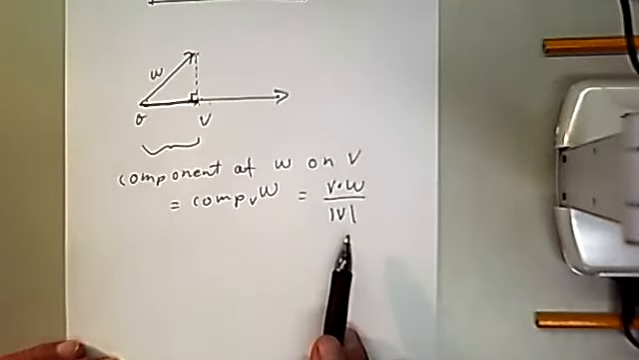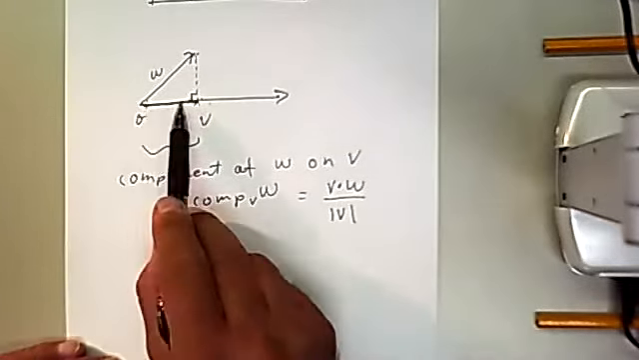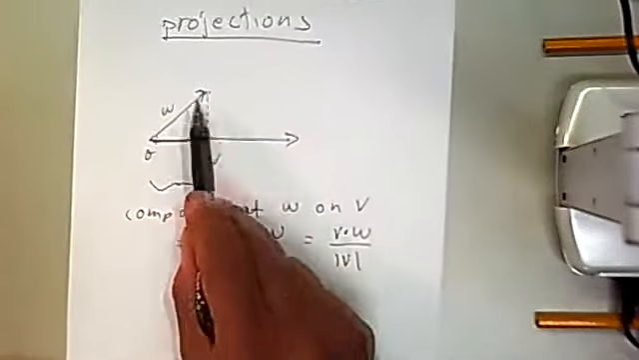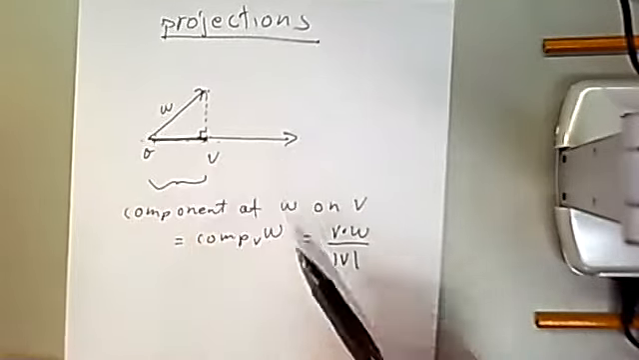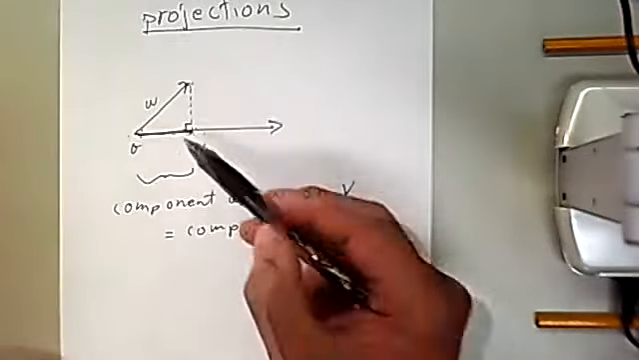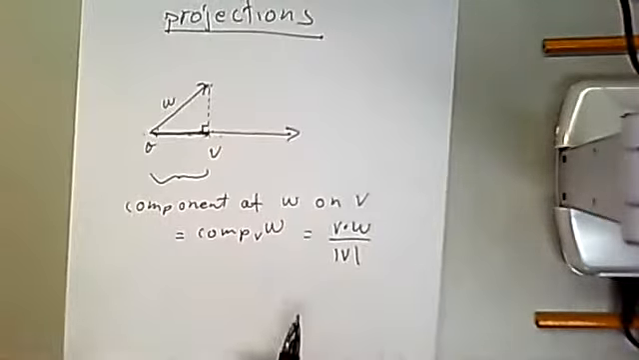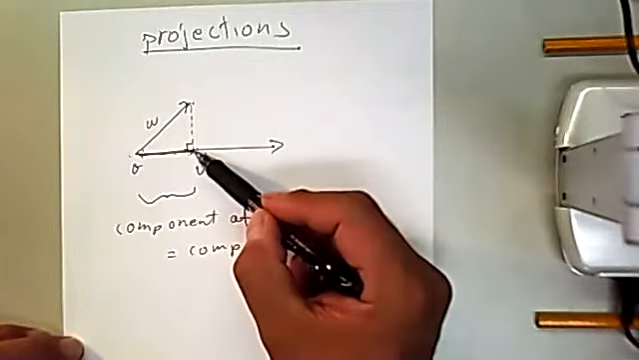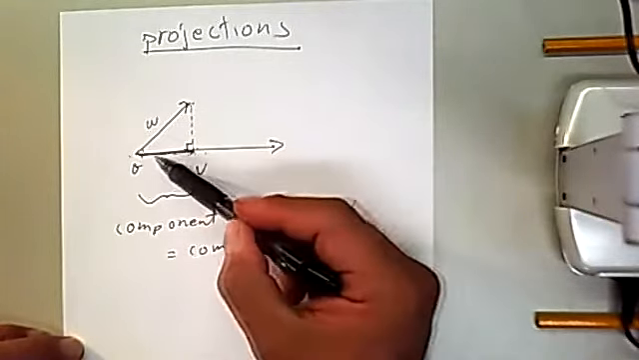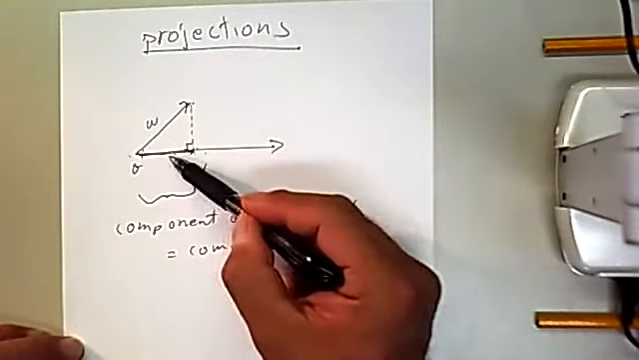The dot product is the cosine. Oh yeah, that's why we have this, because we have a right triangle here, and this length has to do with the cosine of that angle. I mean, we use this as the hypotenuse. So this length is the magnitude of W times the cosine.